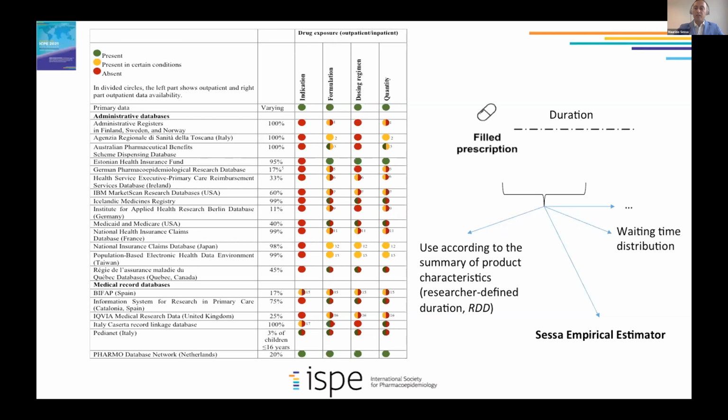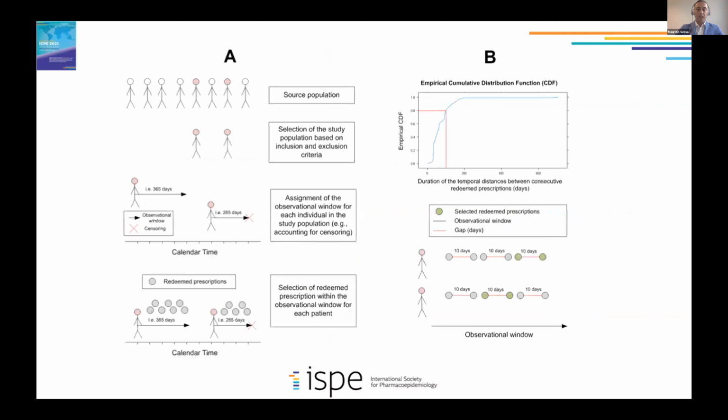in the scientific literature, some which use the defined daily dose, some that use the predicted use according to the clinical characteristics of the patients and the expected use for a certain indication. Then we have the waiting time distribution and several others. And now I will talk about a new one, which is the SES empirical estimator. How does it work? It's actually very simple.